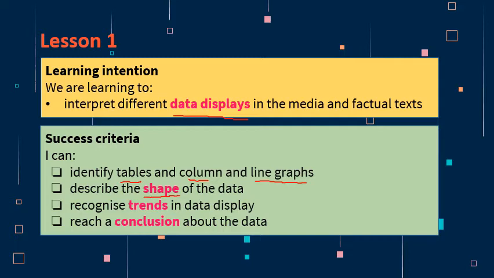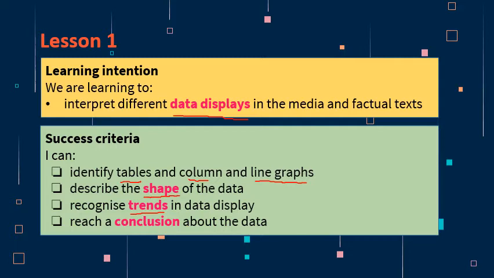The next thing we're going to be doing is recognizing trends. Now, this is related to the shape as well, and it's particularly related to data that's shown over time. What is the trend over time? Is something increasing? Is something decreasing? Does it go up, then go down, then up and down? Is there some kind of pattern or trend?